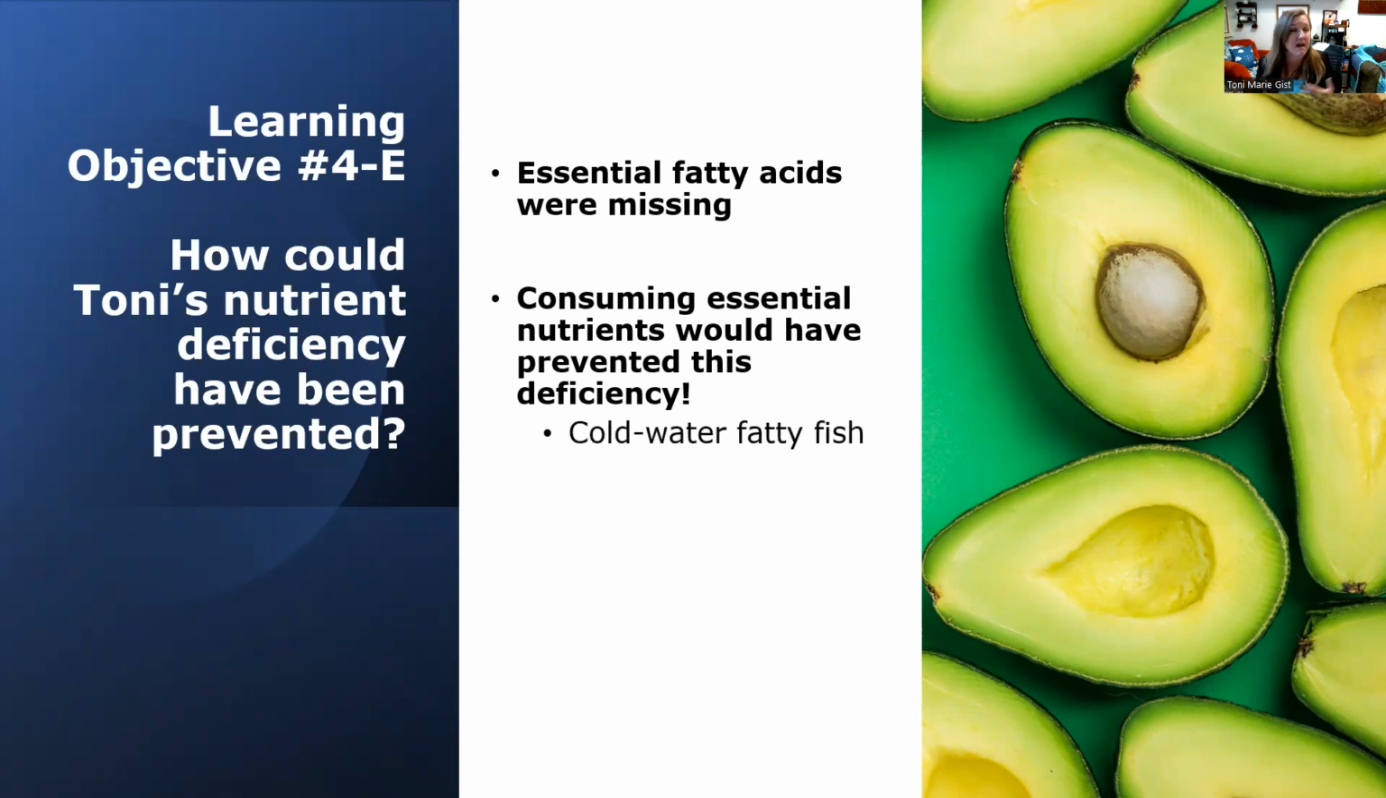So I could have had salmon in the dorms occasionally. I could have chosen to consume some walnuts or some flaxseed. Or even if I don't want to have any of those foods in my diet, I could take a supplement with fish oil or krill oil, and I would have prevented this deficiency situation from surfacing.